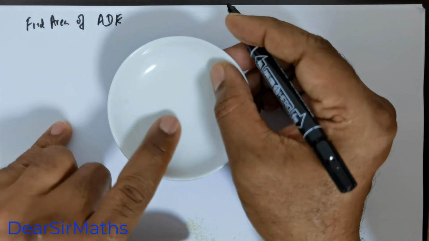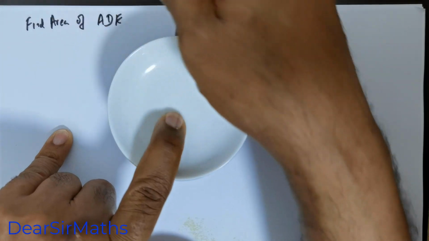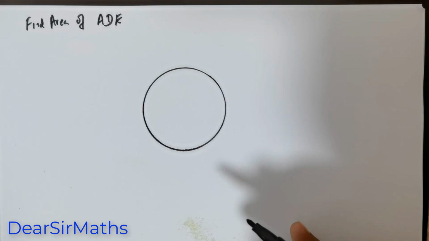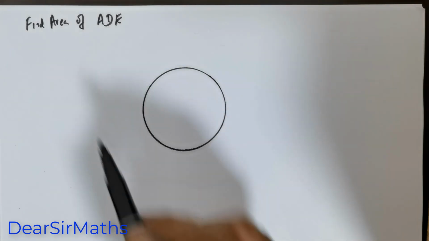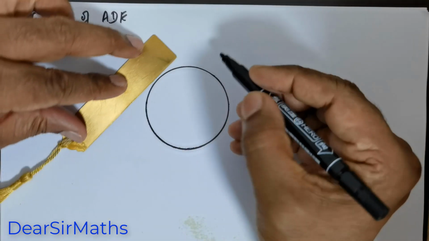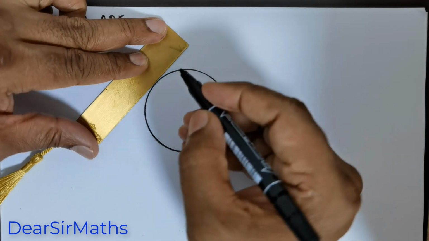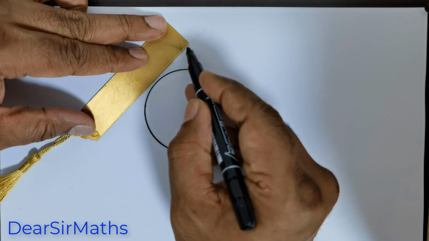Foremost, let me draw the figure. The requirement of the question is to get the area of the triangle ADE. So we need to get the triangle.